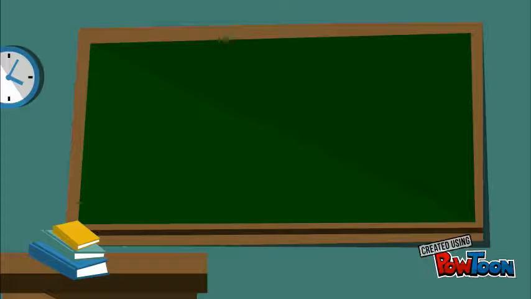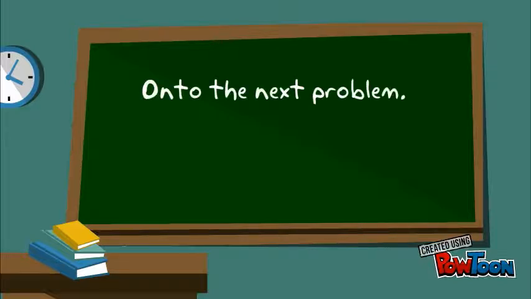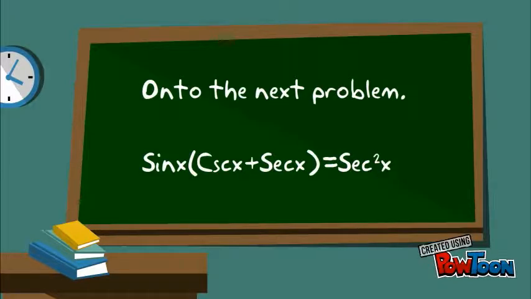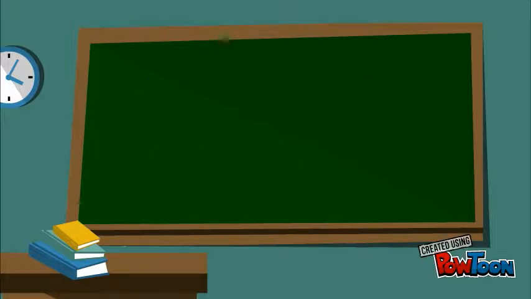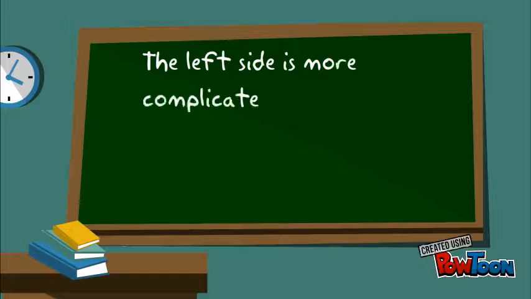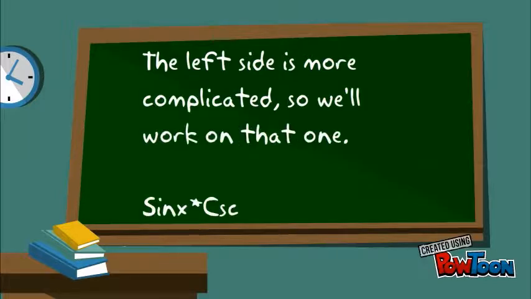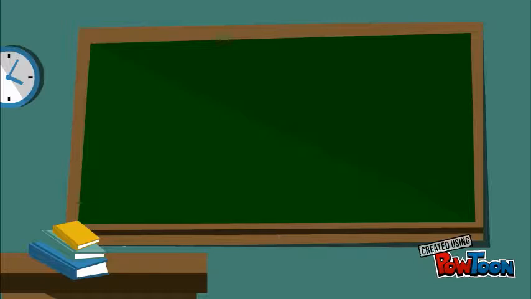And now we're moving on to the next problem, which is sine x (cosecant x plus secant x) equals secant squared x. The left side of this problem is the most complicated, so we'll start on that side first, which is sine x multiplied by cosecant x plus sine x multiplied by secant x.